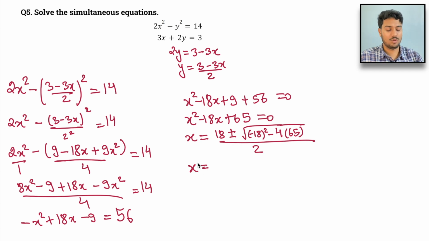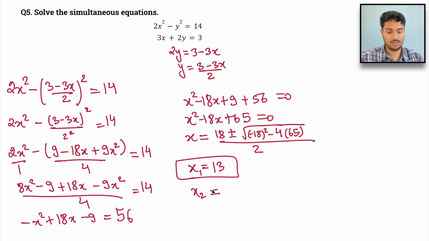Let's solve this in the calculator. We'll get 18 plus, I'll take the plus value first, the square root of minus 18 square minus 4 into a into c, so 4 into 65, bracket close. This is the answer, 26. I'm getting 26 divided by 2, and that's 13. So I'm getting the value of x equals 13 when I took the positive value. That's x1. Let's try to find the x2 value.